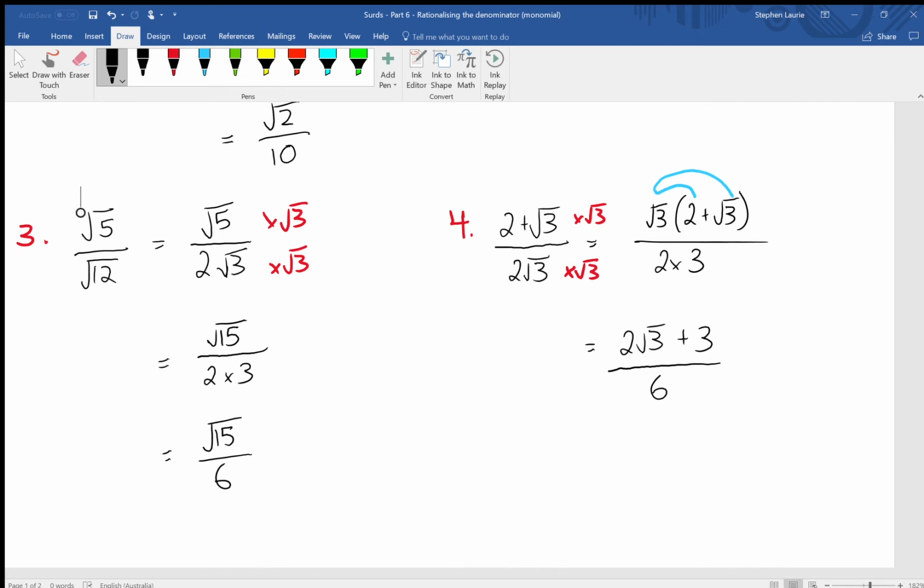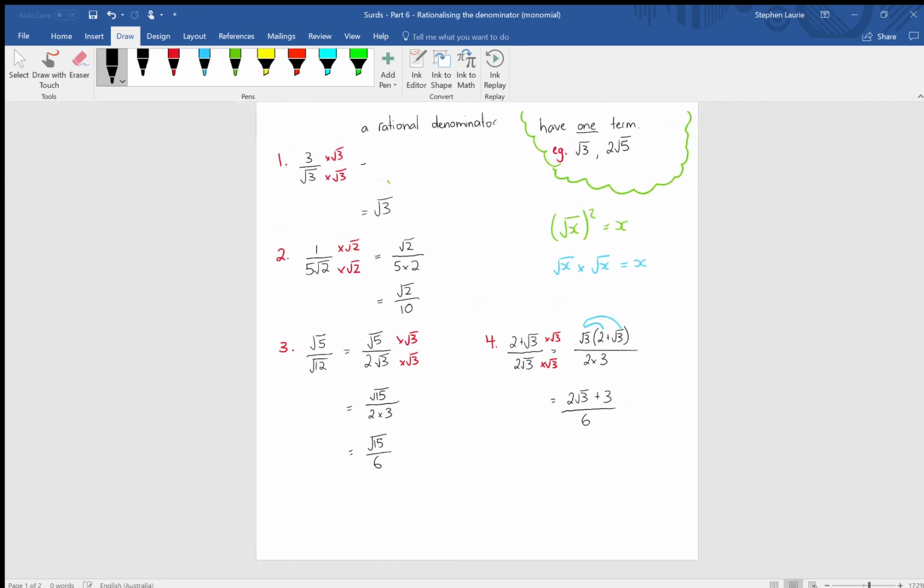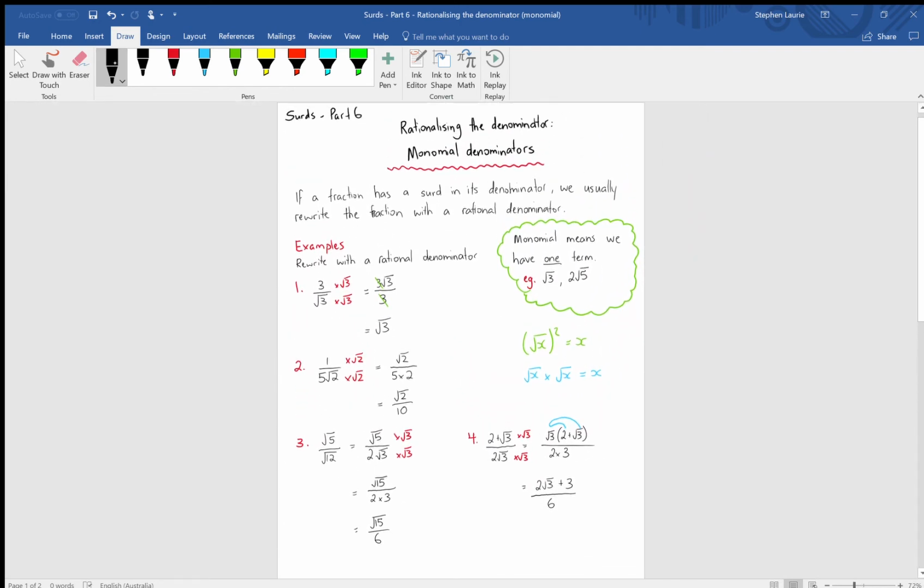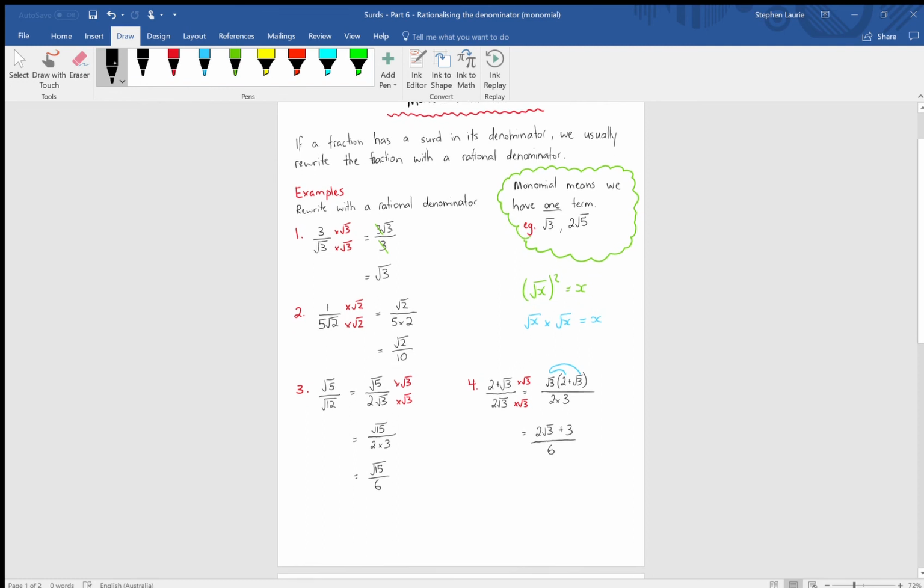Alright, therein ends the notes. Let's have a quick recap. In this lesson today, we looked at rationalising the denominator. All that means is that if there's a surd in the denominator of a fraction, we usually want to rewrite the fraction with a rational denominator. And we looked at a specific type, that is, fractions with monomial denominators. Now, monomial means we just have one term. So all of our examples just had one term on the denominator. Root 3, 5 root 2, root 12, 2 root 3.